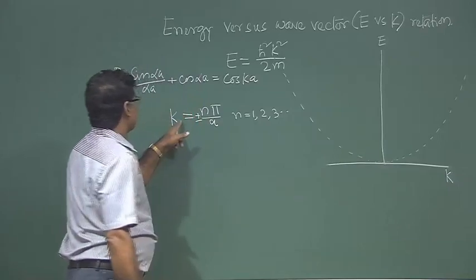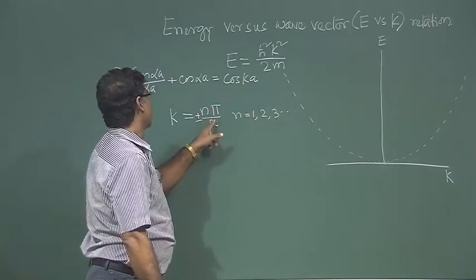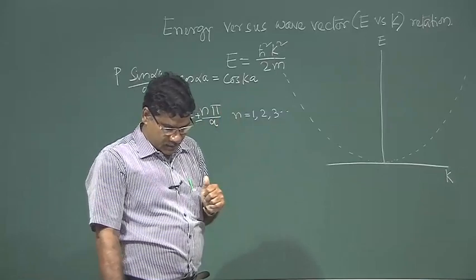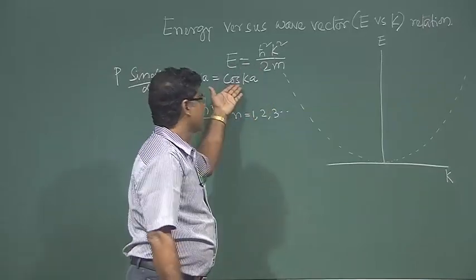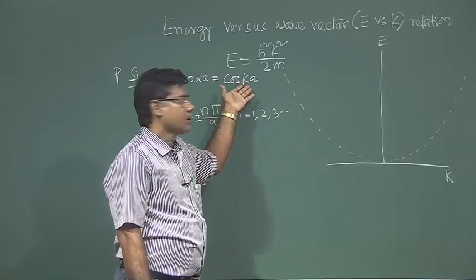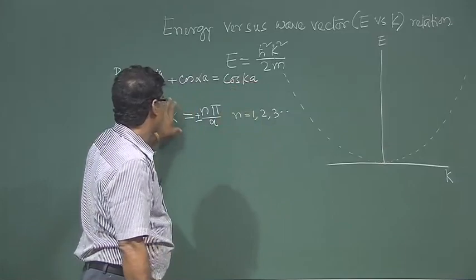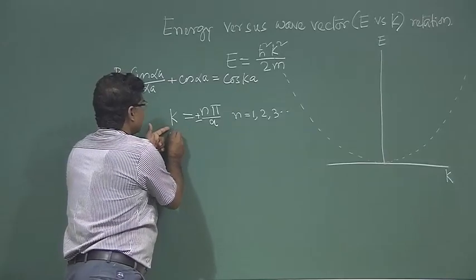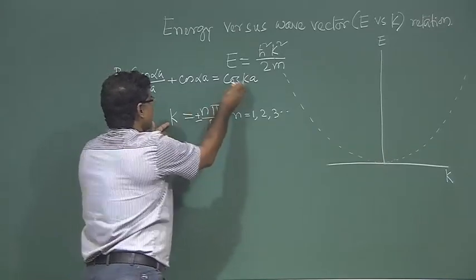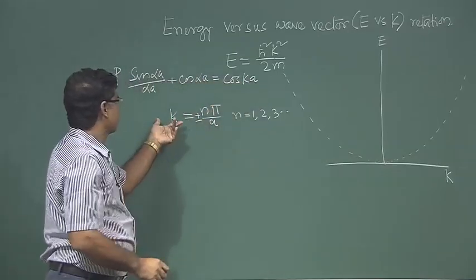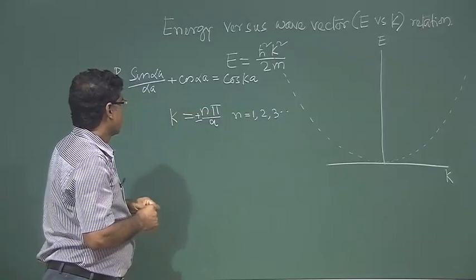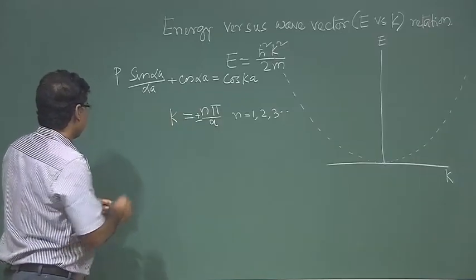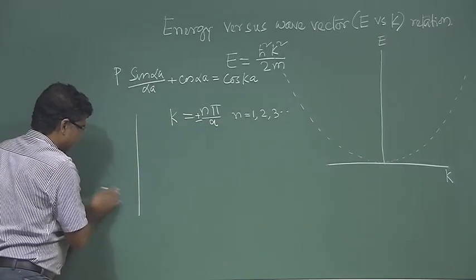Because if you put K here, then it will be n pi, so it will be plus 1 or minus 1 for this value of K. Okay. So, from this condition, whatever the K value we are getting, another point we have to clarify.